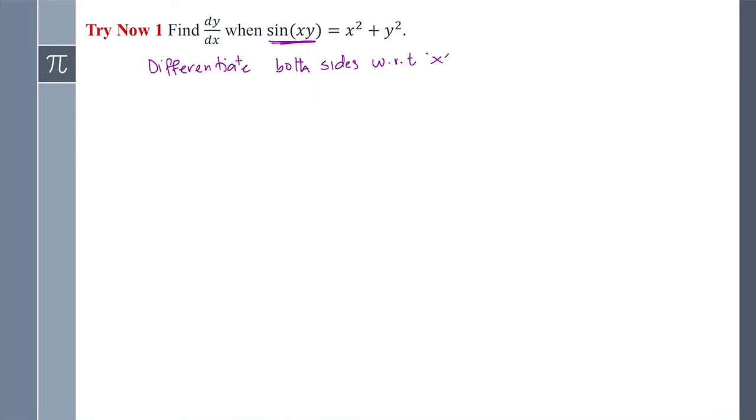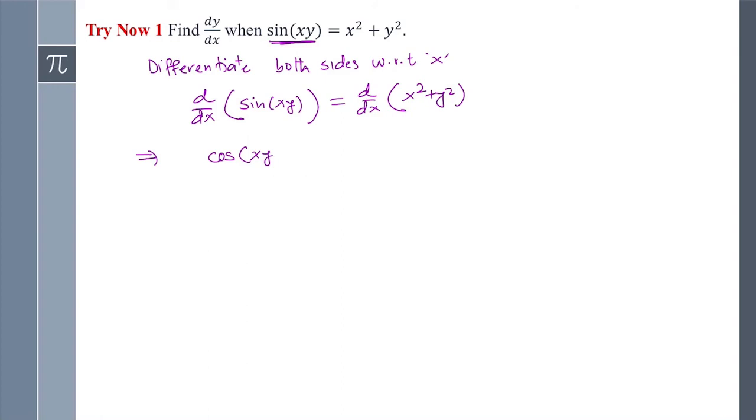Okay, so let me write it this way first. d over dx of sine of xy equals d over dx of x squared plus y squared. Now, the derivative of sine x is cosine x, so it is cosine xy times the derivative of this inside function. So we are using the chain rule here. The inside function is a product, x times y, so we have to do the product rule here.